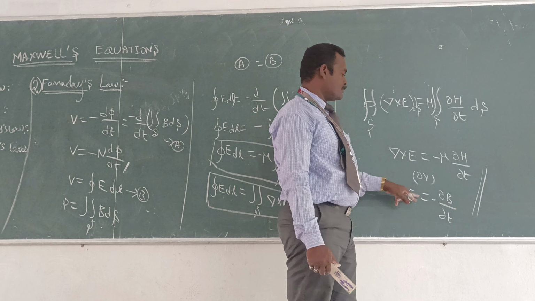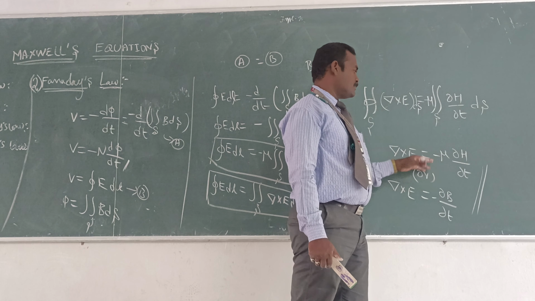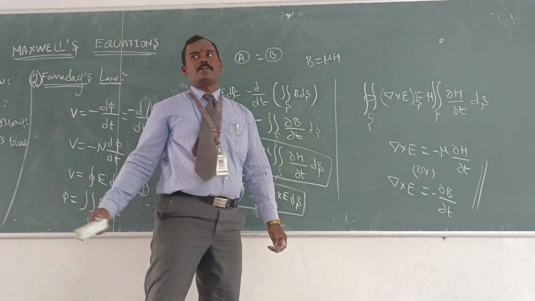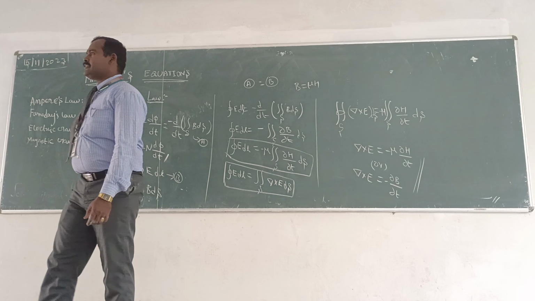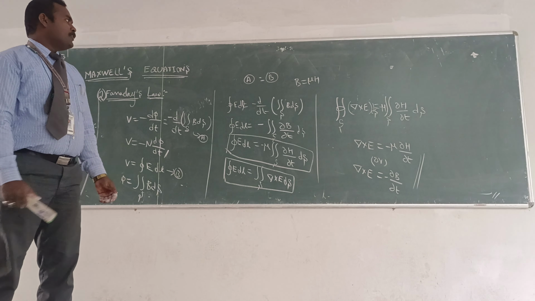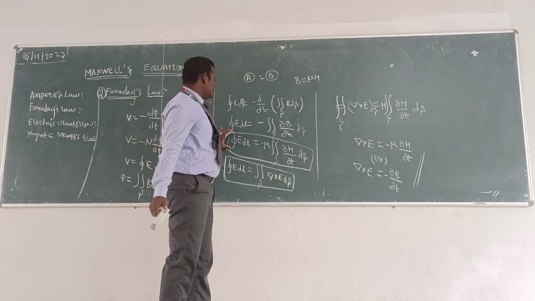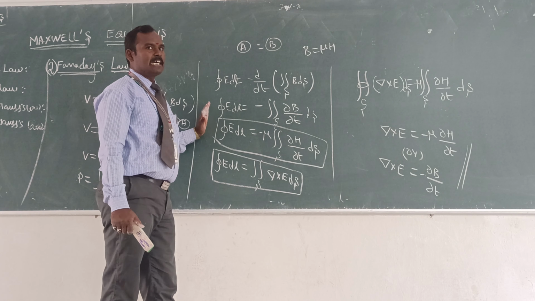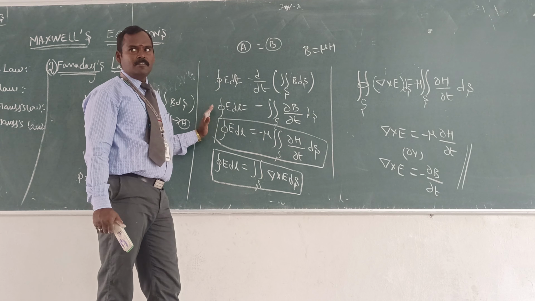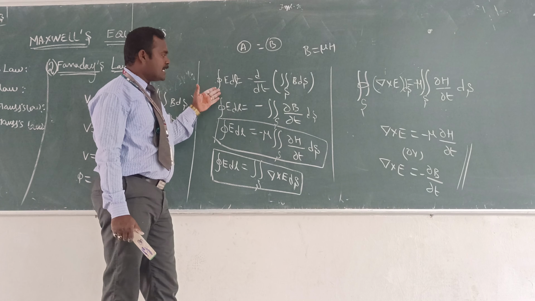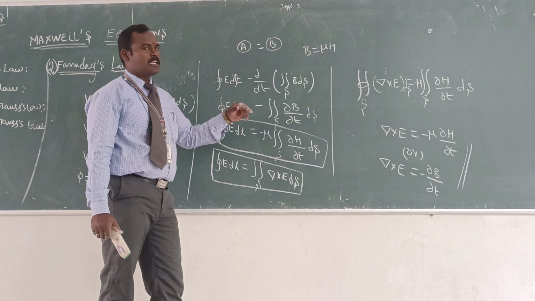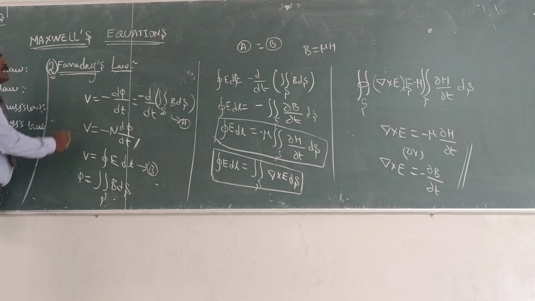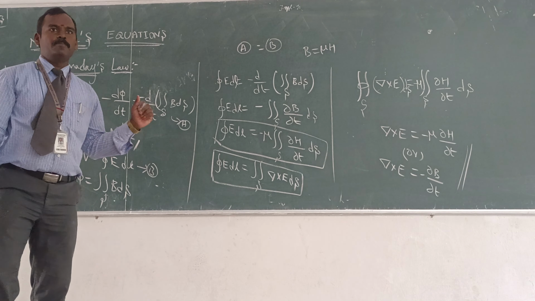Again, del cross E is equal to the same relationship. Both equations are the point form of the Maxwell equation from Faraday's law. If they ask for the integral form, the expression you obtained before applying Stokes theorem is the integral form of the Maxwell equation from Faraday's law. So you have derived both the integral form as well as the point form of Maxwell's equation 2, that is Faraday's law. Okay, thank you.